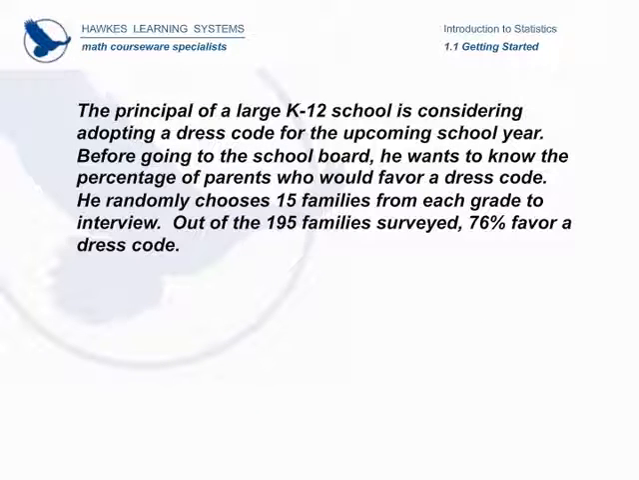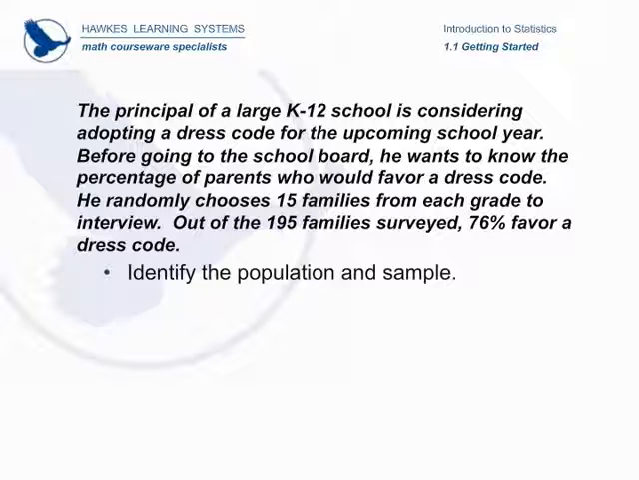Let's continue on looking at some other scenarios. The principal of a large K-12 school is considering adopting a dress code for the upcoming school year. Before going to the school board, he wants to know the percentage of parents who would favor a dress code. He randomly chooses 15 families from each grade to interview. Out of the 195 families surveyed, 76% favor a dress code.